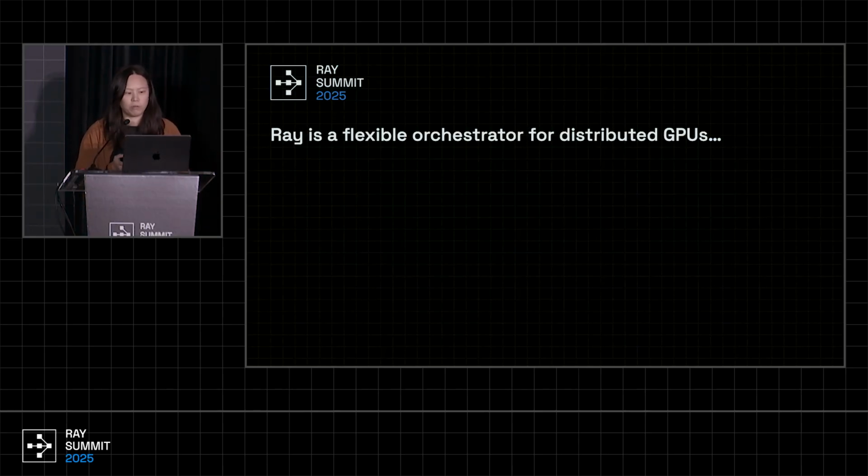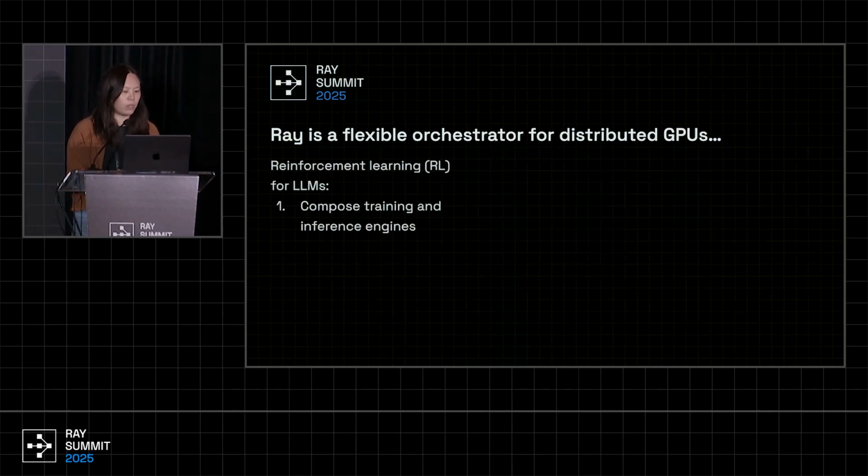So you may know Ray today as being this very flexible orchestrator for distributed GPUs. It lets you programmatically orchestrate distributed GPU programs or applications. And one of the recent use cases that we've seen for Ray is reinforcement learning, or RL for LLMs. And this is a pretty challenging use case to build today. It requires composing across different training and inference engines.